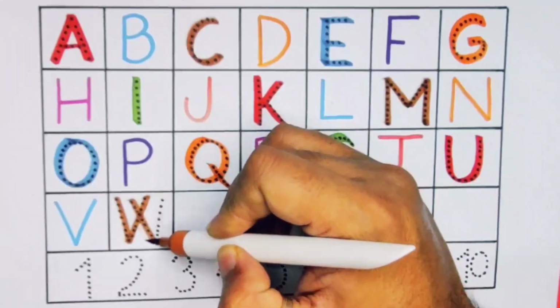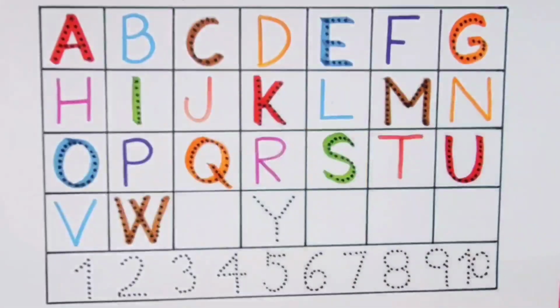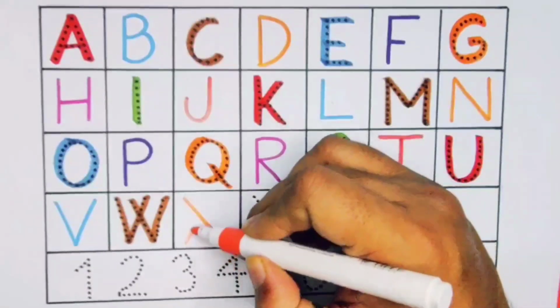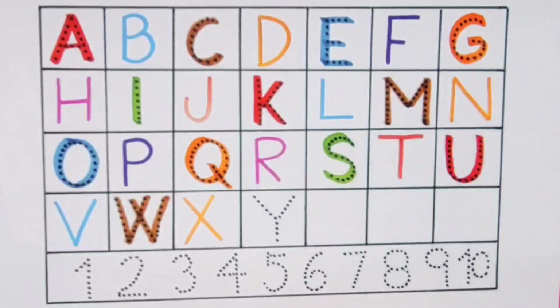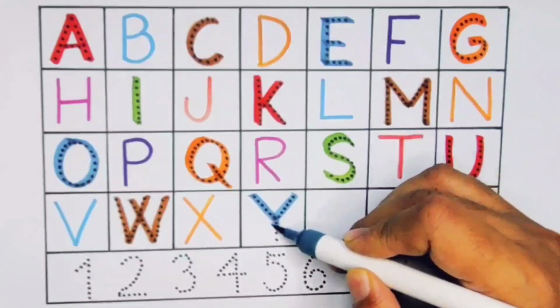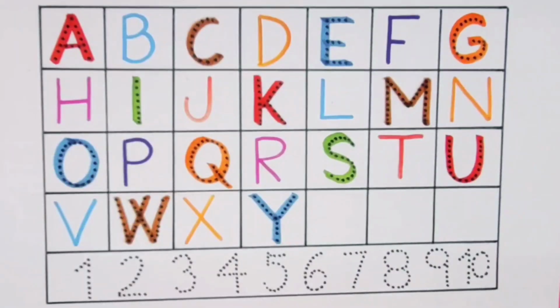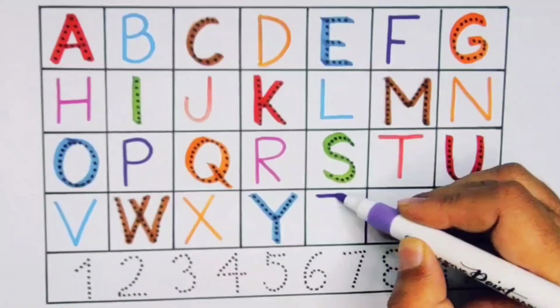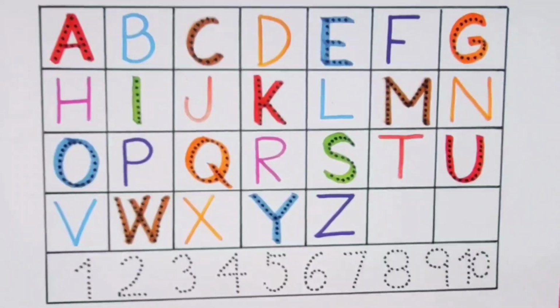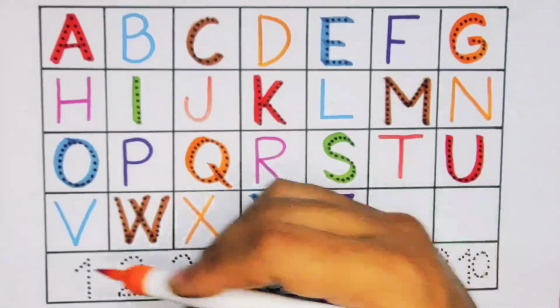W for water. Next kids, X for X-ray. X for X-ray. Next, Y for yolk. Y for yolk. Next, Z for zebra. Z for zebra. Now let's learn the numbers.